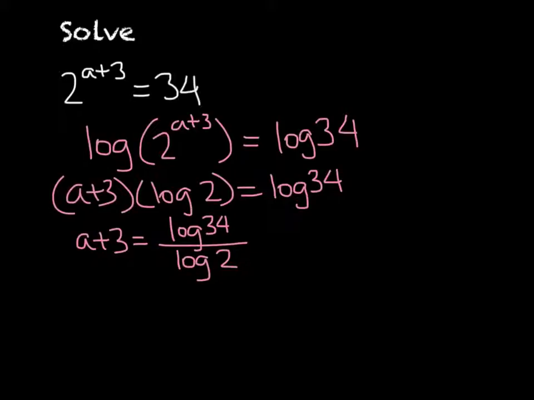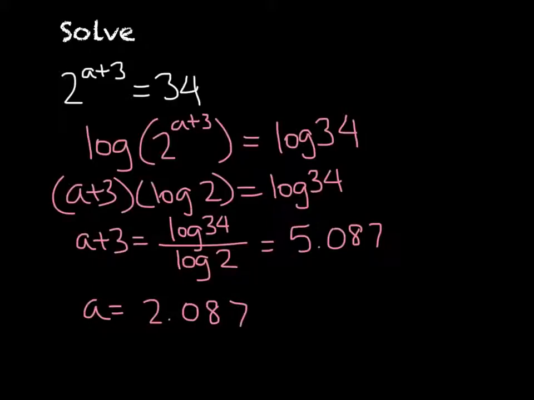At this point, we can plug in the right side of this equation into a calculator to get about 5.087. Now to find a, all we have to do is subtract 3, so a equals 2.087.